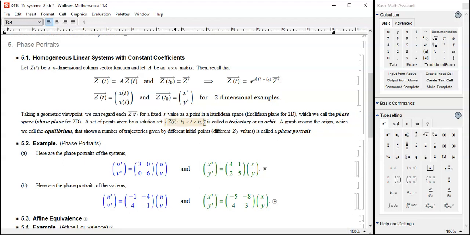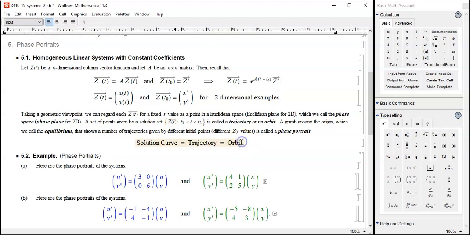By the way, way back in lesson 1b, in week 1, I used the term solution curve. The trajectory and solution curve actually mean the same thing, and also the orbit in this case. You see, z of t is a vector function, and each fixed t gives a point, and this is continuous. So that point is moving around continuously in the space, so it's a curve.